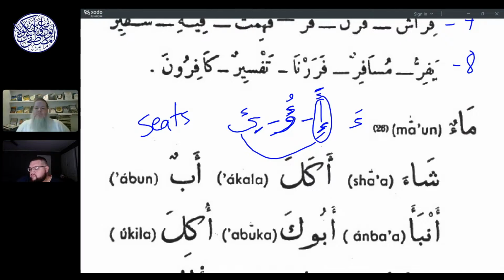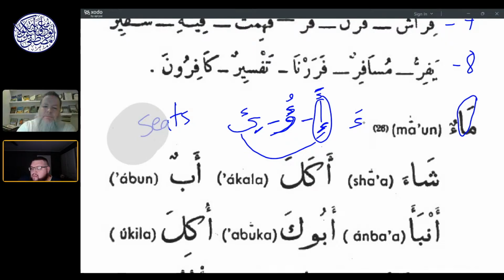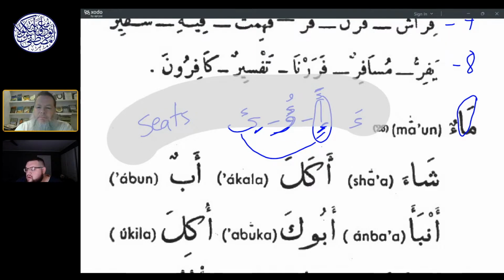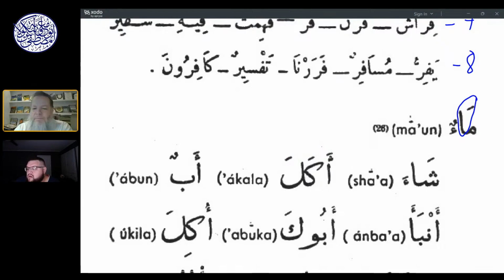That's a good point. So here we say ma'un. Ma is long here because of the aleph. Ma'un, because we have our dammatain. So what do we see here? Sha. Underneath. Sha'a. Exactly. Like insha'Allah.